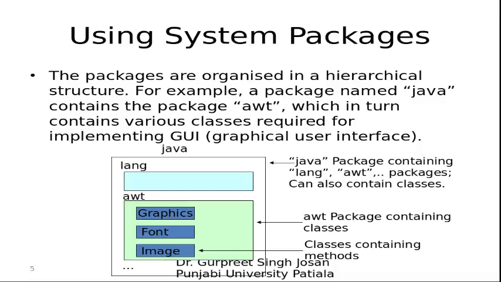Packages are organized in a hierarchical structure. For example, we have a top level folder. The folder may contain a subfolder, the subfolder may contain another subfolder, and ultimately we have the classes, and classes contain the methods. So the methods are contained in classes, and classes are contained in a folder which corresponds to a package in Java, and one folder may contain another folder also. For example, we have at the top level the java folder which contains the lang folder, the AWT folder and some other folders also. The AWT folder contains classes and classes contain methods. So it creates a hierarchical structure to represent the system in Java.